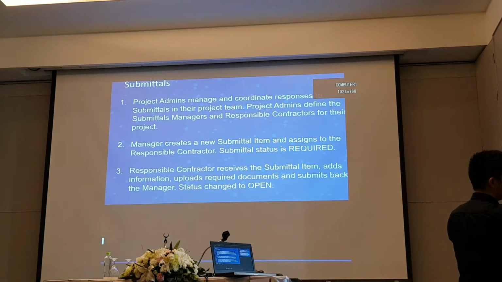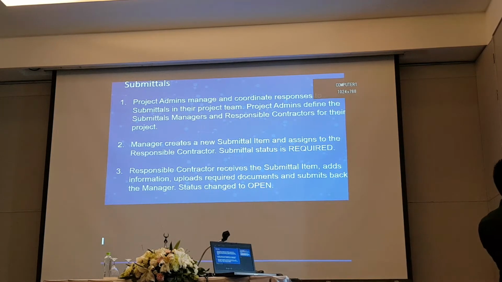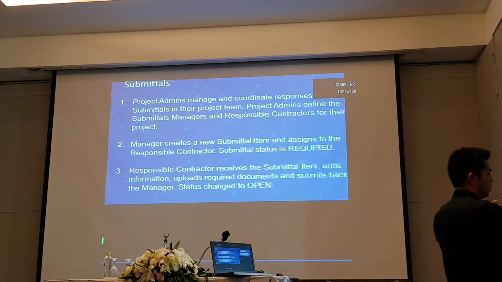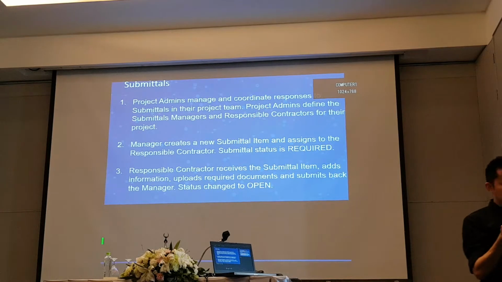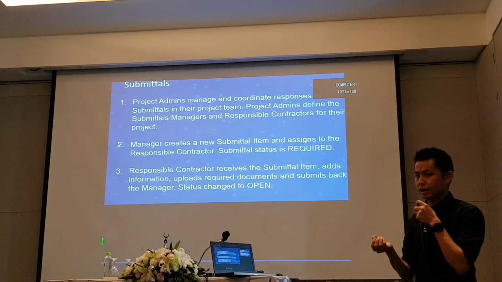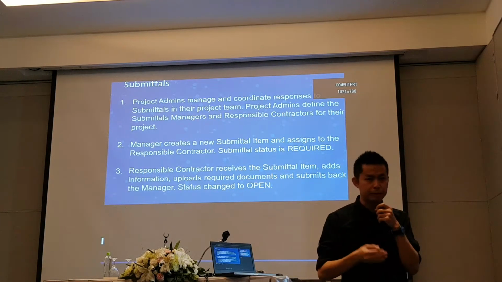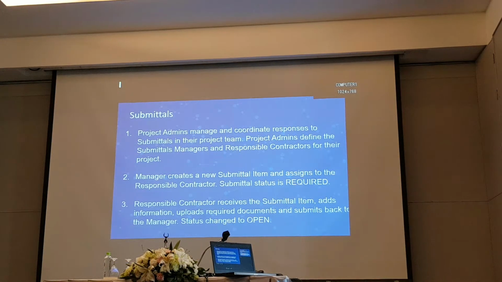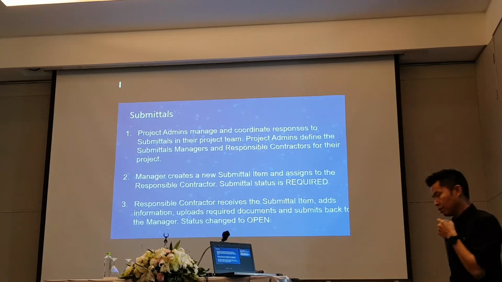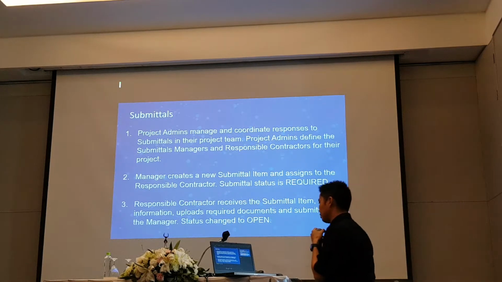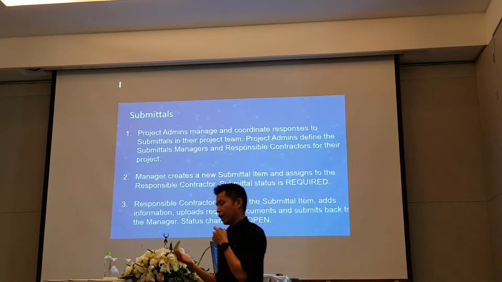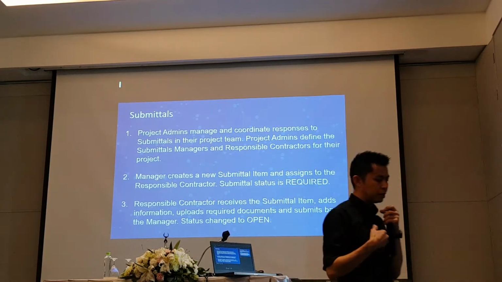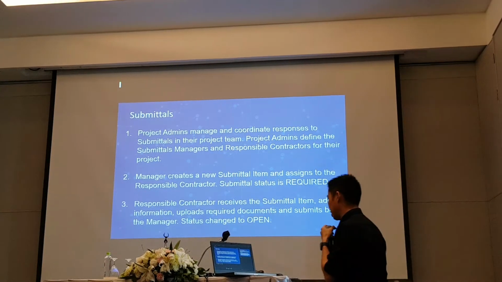Alright, let's look at number 2. Number 1, you can ignore that. First of all, the manager will create an item, a submittal item. They say, hey, this submittal item contains such and such PDFs and drawings, and they submit it. The submittal item will go to the responsible contractor. The responsible contractor will receive the item and then add information, add the PDF, anything that they want, and they will click submit back to the manager.